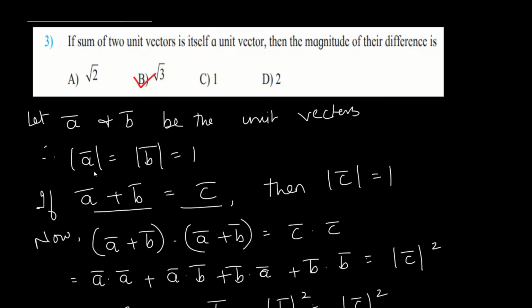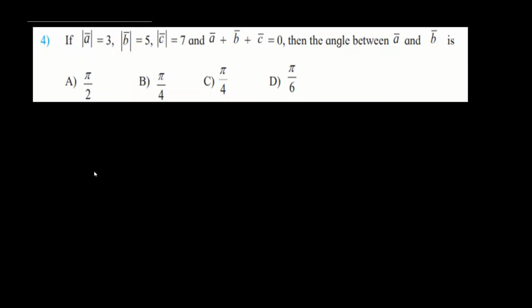Remember, MCQs are for 2 marks. So for 2 marks, they will give you sums which are supposed to be solved. Now the fourth question: if |A| is equal to 3, |B| is equal to 5, |C| is equal to 7 and A + B + C is equal to 0, then we have to find the angle between A and B.